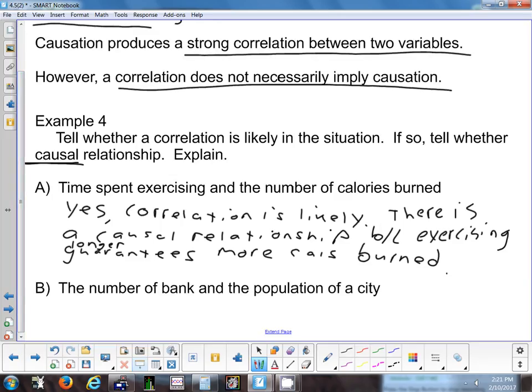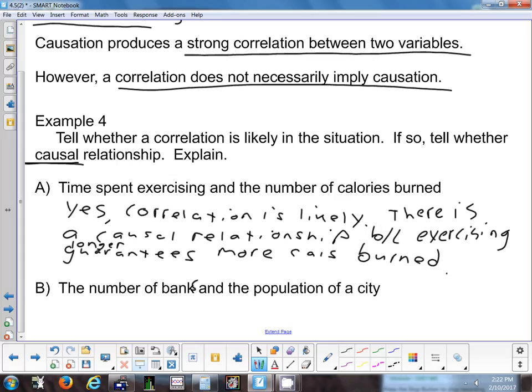Okay, the next one. It says the number of banks, just add an S, the number of banks in the population of a city. Do you think that there is a connection between the size of a city and how many banks it has? If you looked at sizes of cities across the United States.